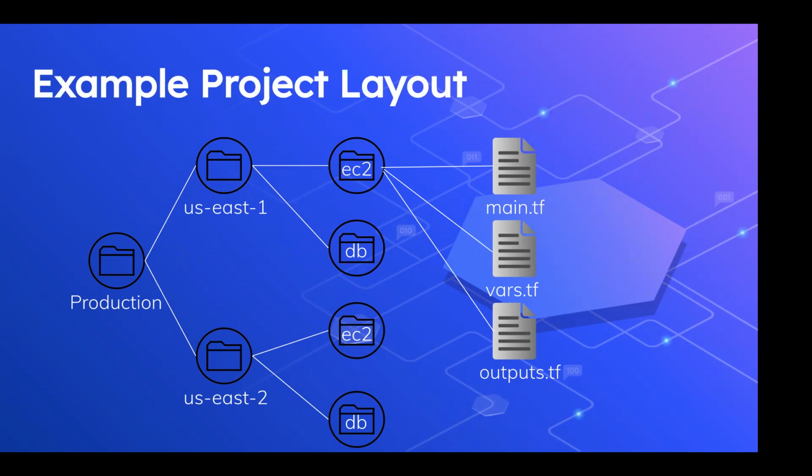Then we're going to have a subfolder for each region we want to deploy to. So like US East 1, US East 2, whatever AWS region we want our stuff to live in. Within that region, we're going to have a folder for each individual module that we want to deploy. So here we've got one for the EC2 virtual machine and the database.